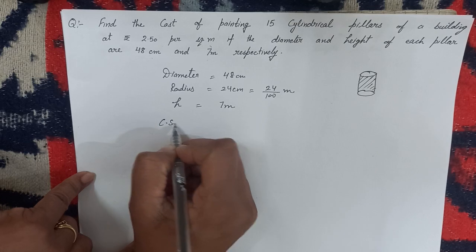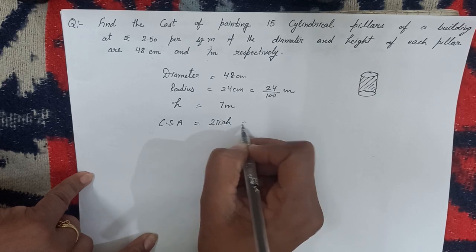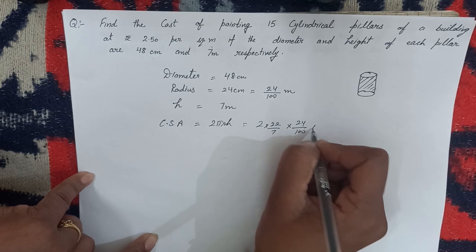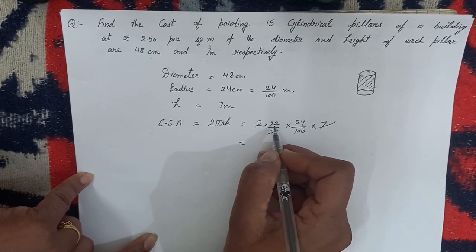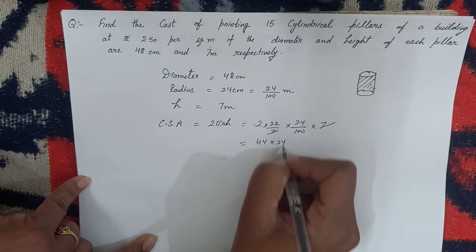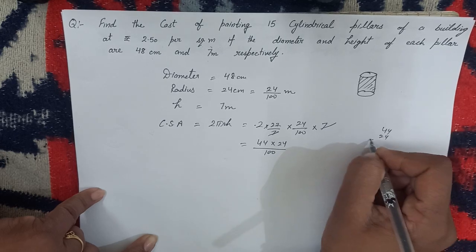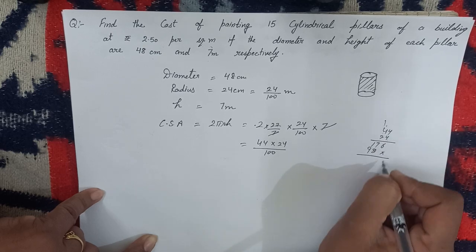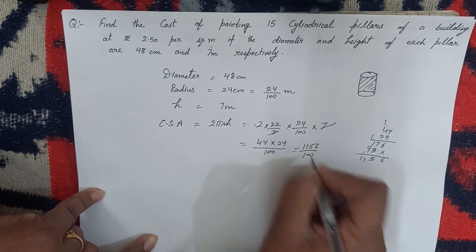So for finding out the cost of painting, firstly we will find out the curved surface area, that's 2 pi r h, 2 into 22 by 7, and r is 24 by 100, into height 7. 7 will cut 7. Now we will calculate it. 22 into 2 will be 44, and into 24, that's by 100. 44 into 24, we will get 1156 by 100.